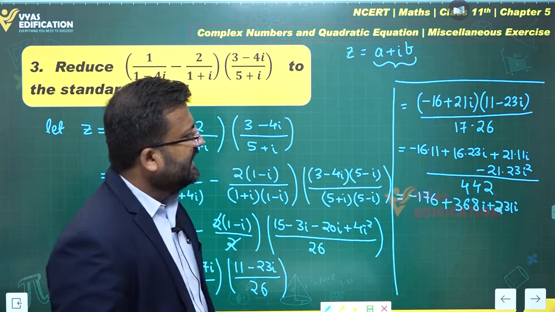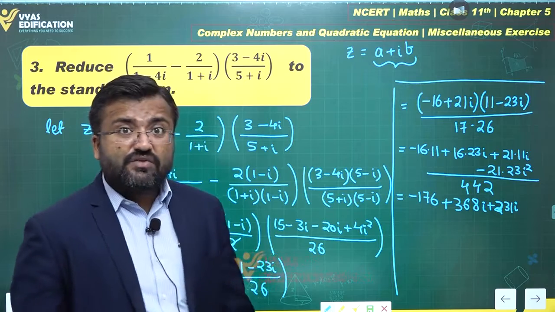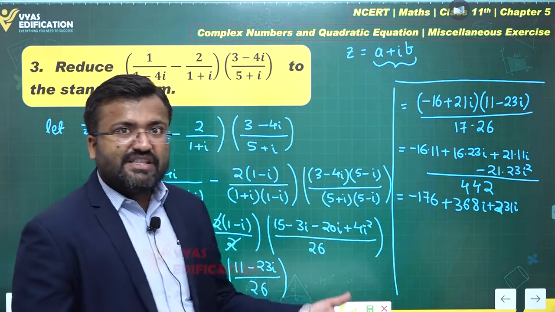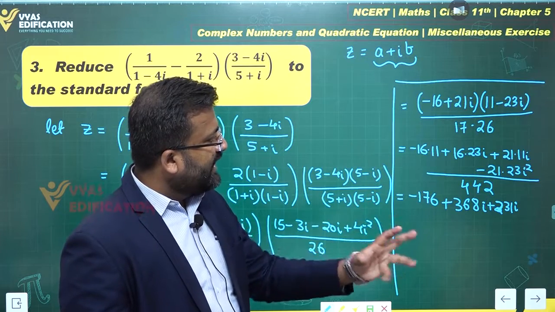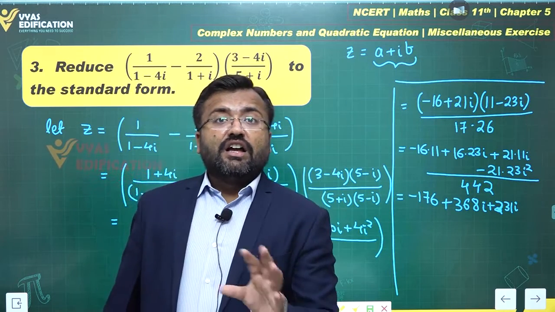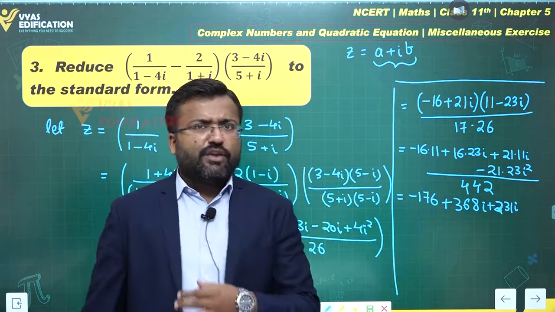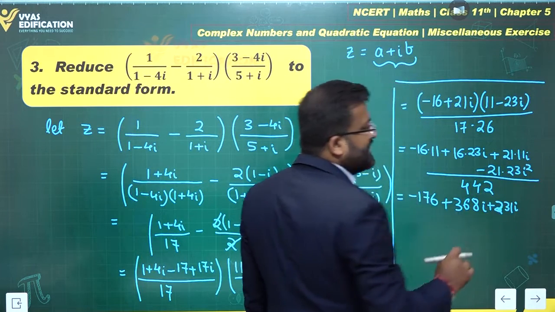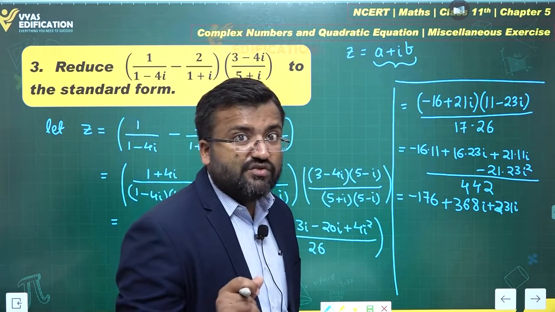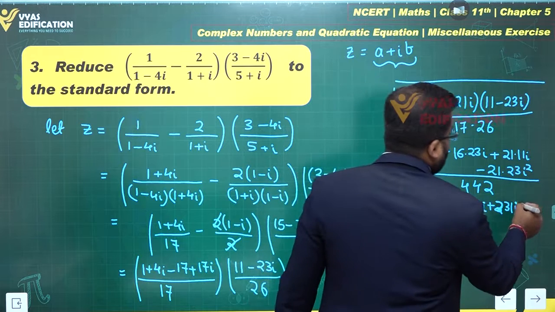What about the last one? 21 times 23. This is 22 minus 1 times 22 plus 1, which is 22 square minus 1 square. 21 is basically 22 minus 1 and 23 is 22 plus 1, so I can multiply them together by converting them into the form a plus b, a minus b. That will be 22 square, which is 484, minus 1, 483. Now minus 483 i square. i square is also minus 1, right? So minus 483 into minus 1 will become plus 483.